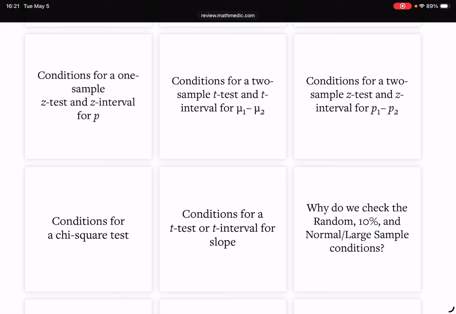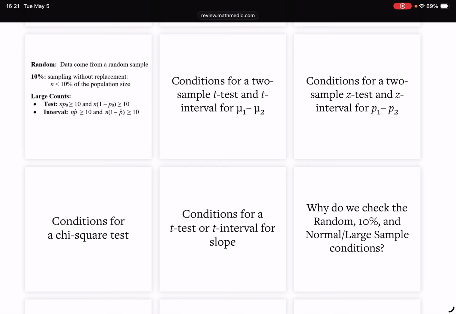Okay, conditions for a one sample z-test and z-interval for proportion. It's still going to be random, 10%, and normal, but the only difference is for normal you're using the large counts condition. So remember that is np is greater than or equal to 10 and n times 1 minus p is greater than or equal to 10.